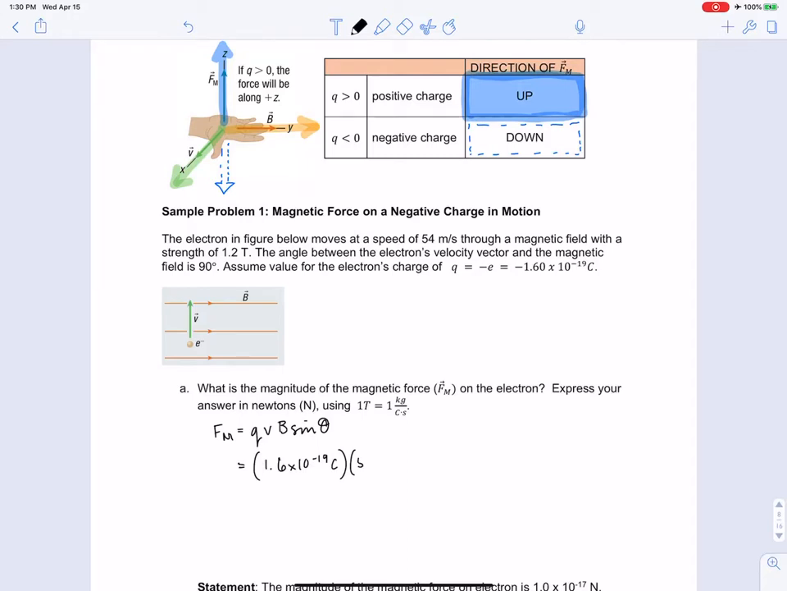The speed in the question is 54 meters per second. The strength of a magnetic field is 1.2 Tesla. And we're looking at an angle of 90 degrees, so we have the sine of 90 degrees. If you punch this into your calculator, you should get a value of 1 times 10 to the power of negative 17 newtons.